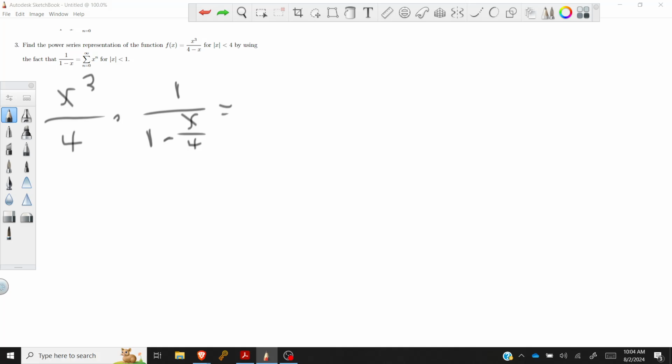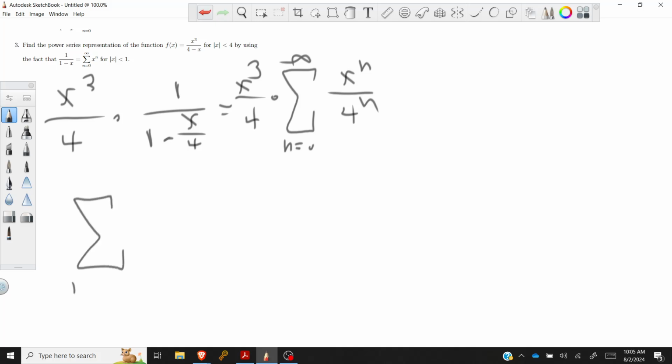So now we can set up our summation here. We have x cubed over 4 times the summation from n equals 0 to infinity. We do not need a negative 1 term because this is already a negative. So it's going to be x to the n over 4 to the n.